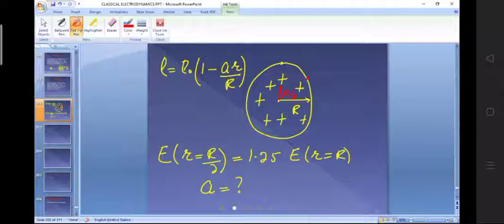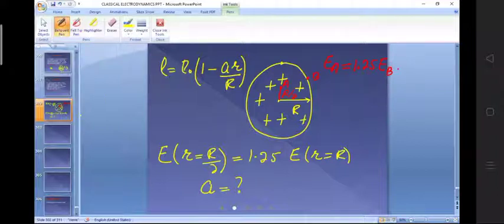अब समझ में आया? Like this, for example, here we have this point A and this point B. What is given to you is that the electrostatic field at the point A is equal to 1.25 times the electrostatic field at the point B. Okay, then you will have to calculate the value of A.